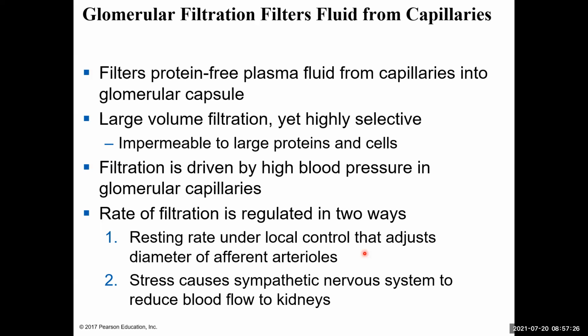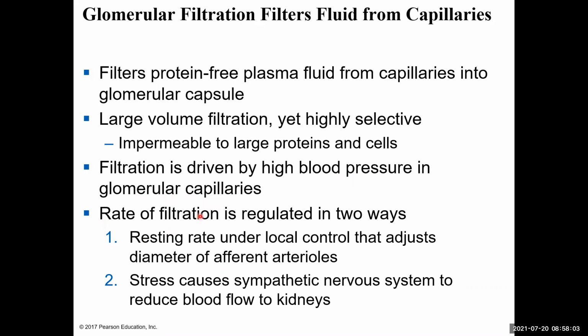Here it is in word format, so you can just pause this and write them down if necessary. Now, glomerular filtration, like we said, filters the plasma fluid from the capillaries, and it doesn't filter larger molecules like the proteins. This is a very large volume of filtration, like we already mentioned, around 180 liters per day, but it's selective in what it filters. So no large proteins, no large cells, only the smaller molecules and ions. And that filtration process is driven by a higher blood pressure in the glomerular capillaries.